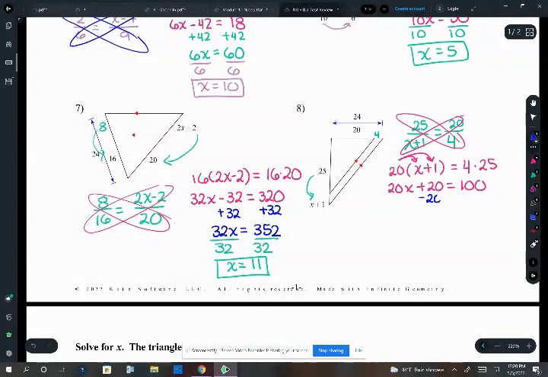We'll subtract 20 from both sides. So we get 20x is equal to 80. And then from there, same thing. We're just going to divide both sides by 20. And so we get x is equal to 4.